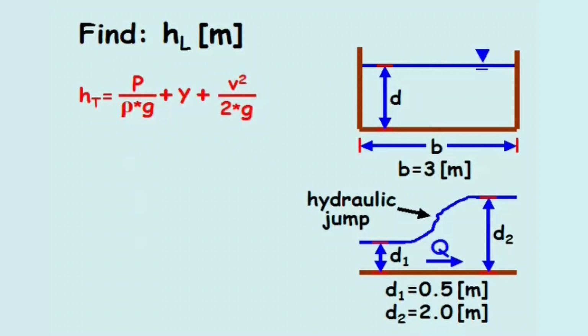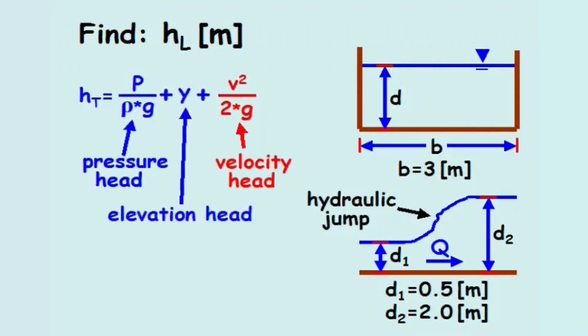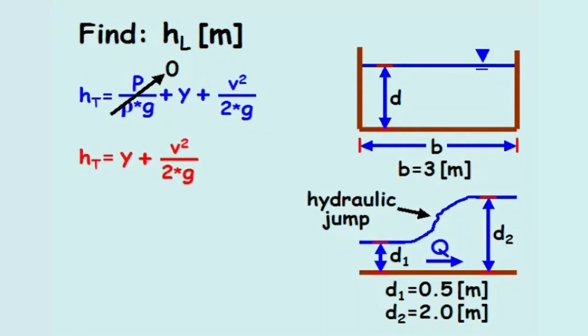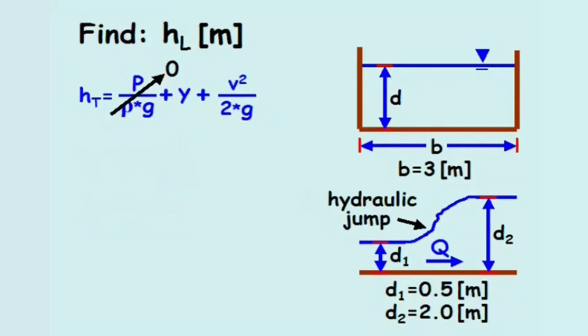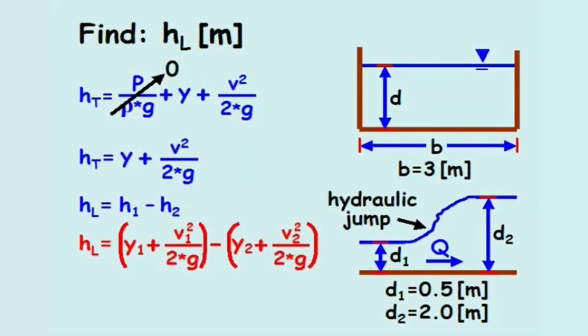Bernoulli's equation states the total head equals the pressure head plus the elevation head plus the velocity head. Since open channel flow is not pressurized flow, the pressure head for this problem is 0, and the equation simplifies. The head loss across the hydraulic jump is equal to the initial total head minus the final total head, which can be written out in terms of the initial and final elevation heads and velocity heads.